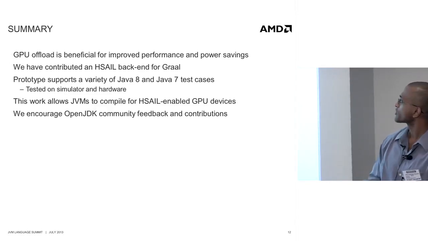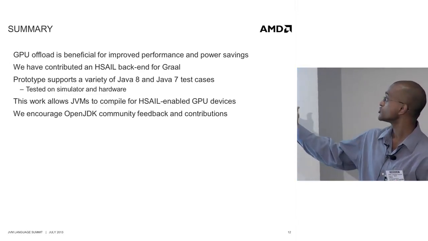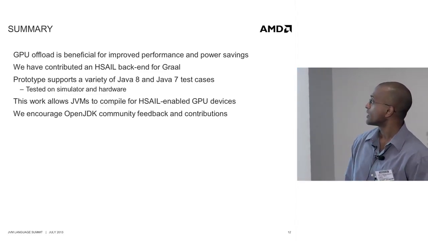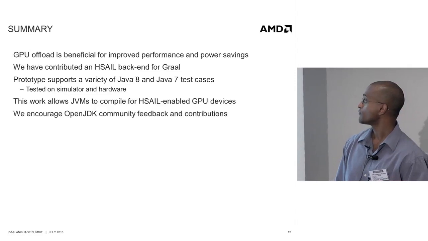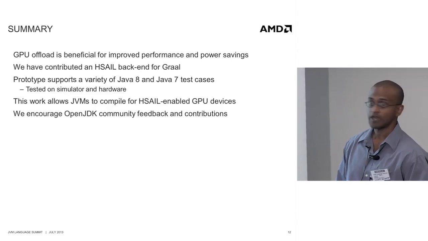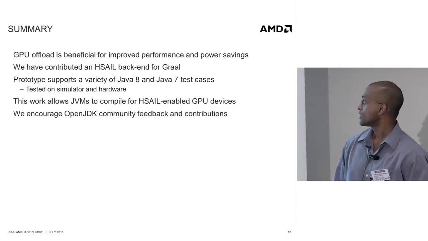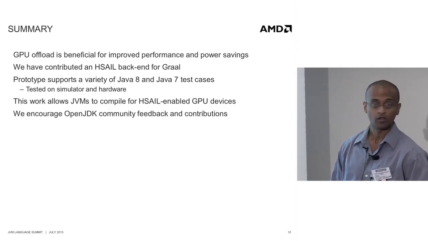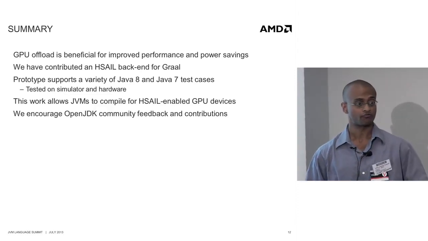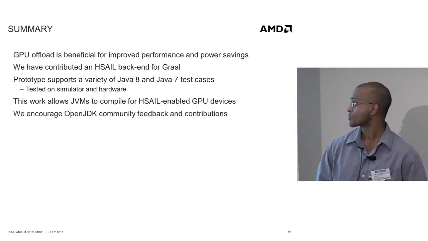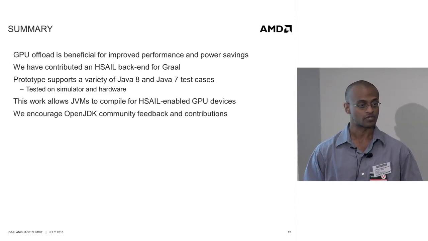So that's pretty much it. This is a quick summary. GPU offload is beneficial for improved performance and power savings, and we have contributed an HSAIL backend to Graal, which has a number of features. We are supporting a variety of Java 8 and Java 7 test cases, which we've been running on a simulator as well as hardware. And this work allows JVMs to compile for HSAIL-enabled GPU devices. We would encourage feedback from the OpenJDK community, and we encourage further contributions to this work. As we mentioned, there's a lot of work to be done, a lot of potential here. Question?